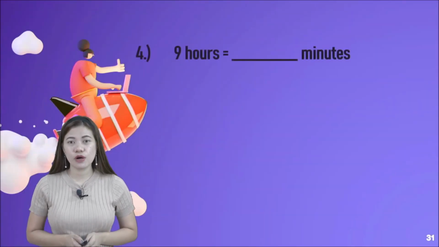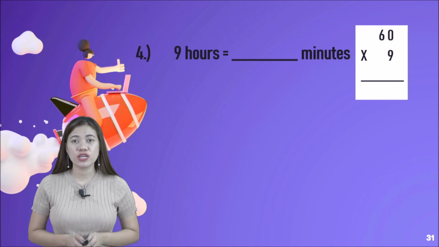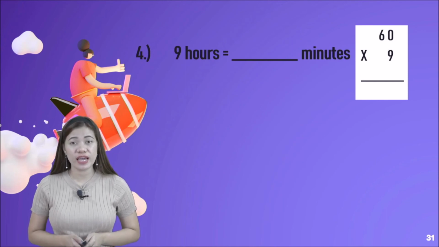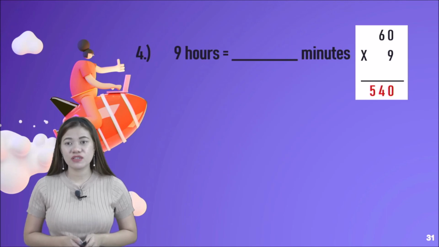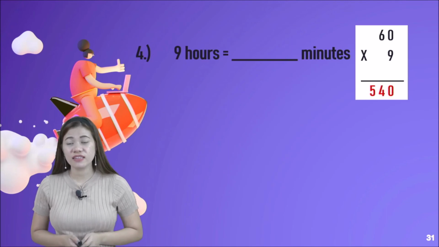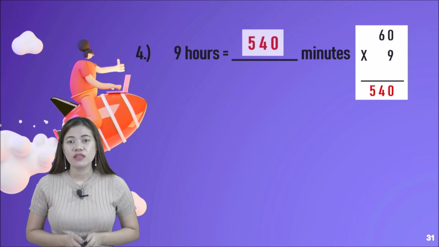Next, number 4. 9 hours is equivalent to blank minutes. So we will just multiply it. Isn't it, kids? In 1 hour, we have 60 minutes. So 9 times 0 is equal to 0, and 9 times 6 is equal to 54. So our final answer is 9 hours is equivalent to 540 minutes.